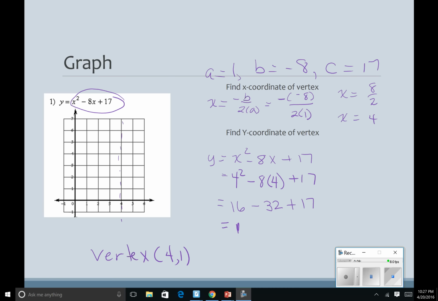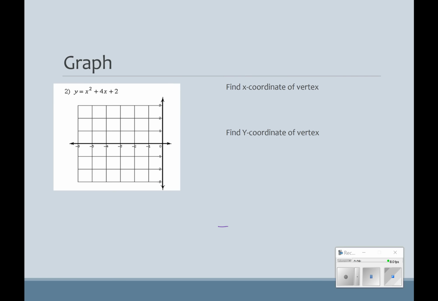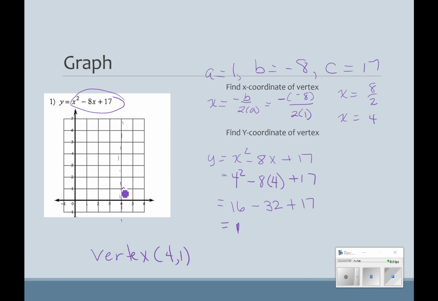All right, so to graph this, we're going to start at 4, 1, which is our vertex, right here. Now, we're going to go over 1 and up 1 from the vertex. So I'm going to go there. I'm going to do the same on both sides. Then I'm going to go over 2 and up 2 squared, which would be 4, on both sides of my axis of symmetry. And there is my parabola. And that's all there is to it.